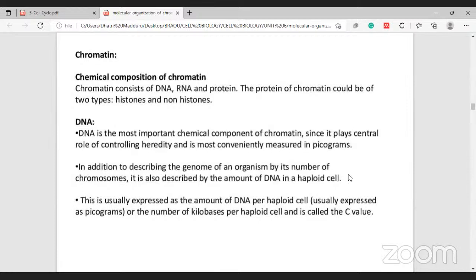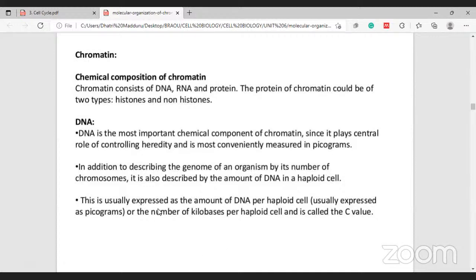Now chromatin. Chromatin consists of DNA, RNA and protein, and proteins are of two types, histones and non-histones. DNA, as we have discussed, codes for heredity, and there is a total amount of DNA. It is packed in the chromosome. So all this, whatever we have discussed.